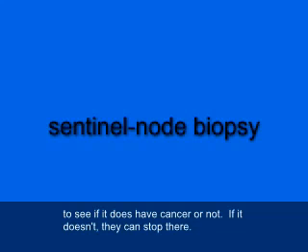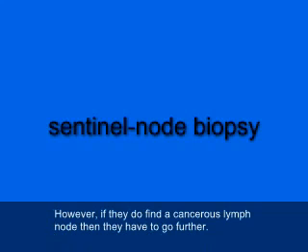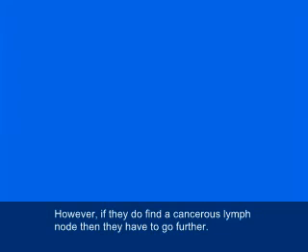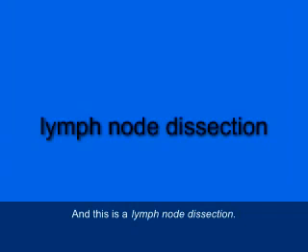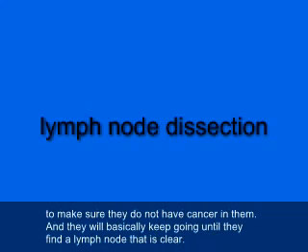If it doesn't, they can stop there. That sentinel node doesn't have cancer. The cancer is not likely to have spread any further along the lymphatic system. However, if they do find a cancerous lymph node, then they have to go further, and this is a lymph node dissection. In the lymph node dissection, they're going to take the sentinel node, and then they're going to go on and take the remaining nodes in a group to make sure that they do not have cancer in them. And they'll basically keep going until they find a lymph node that is clear.